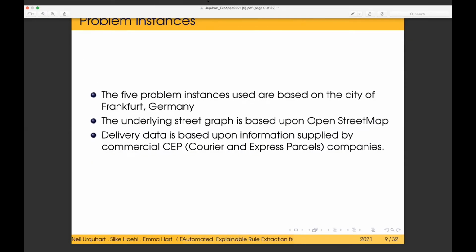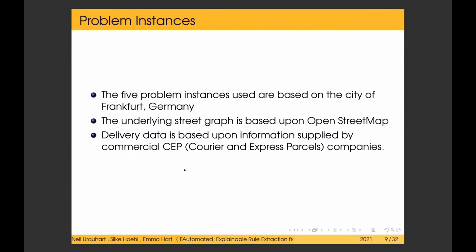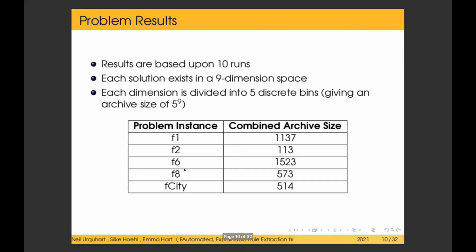We had a real world problem to solve based on data in and around the city of Frankfurt. Underlying data comes from OpenStreetMap. The actual delivery problems are based on data from commercial CEP companies. We had 4 usable instances. We created a 5th by simply combining all 4 instances. That gave us 5 related problems. So basically, if you like, 5 different delivery problems, all based in the same geographical area. All results are based on 10 runs.